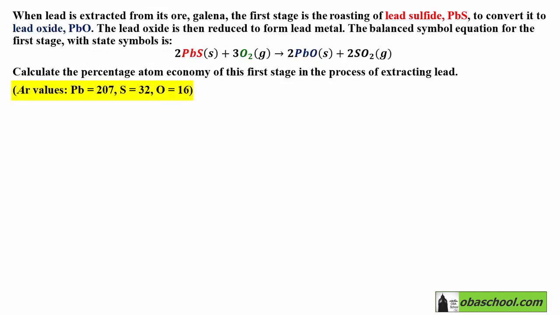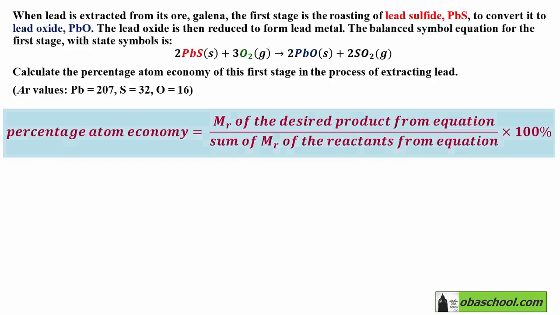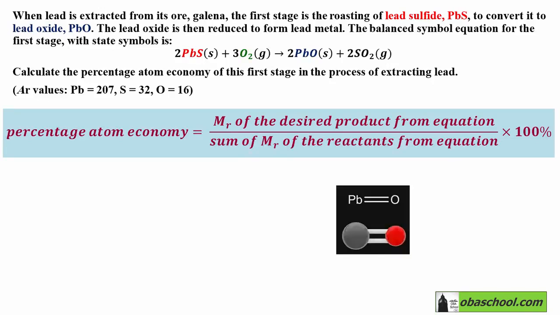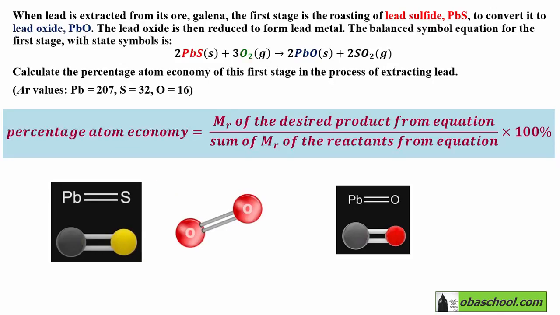We are given the relative atomic masses of lead, sulfur, and oxygen. Let's start with writing the mathematical expression of the percentage atom economy. So, the percentage atom economy is equal to the relative formula mass of the desired product, in this case lead oxide, divided by the sum of the relative formula masses of the reactants from equation, times 100%. What are the reactants in this equation? Excellent. They are lead sulfide and oxygen gas. Please pay attention to the stoichiometric coefficients.